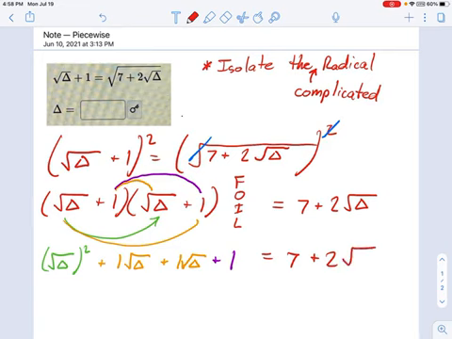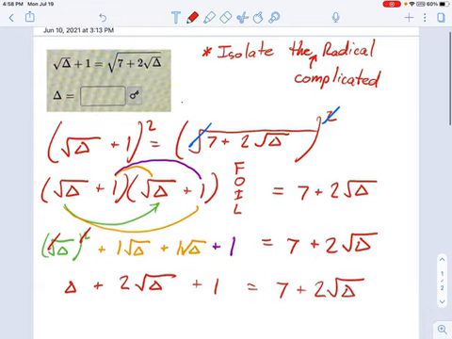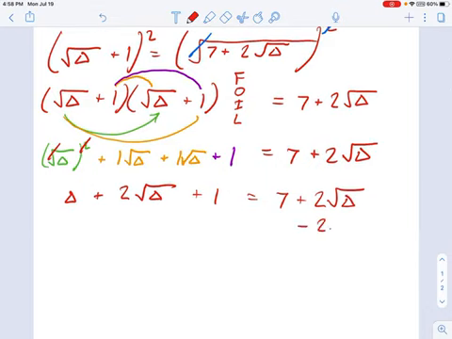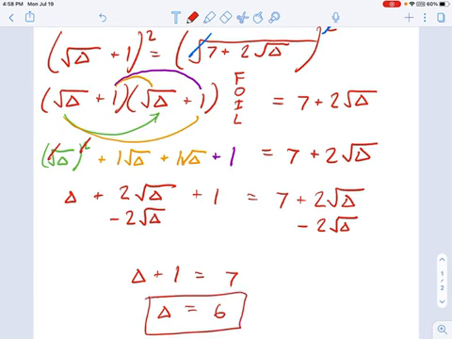We're not done yet, but I think the hard part is over. So simplify all this. Square root of something squared just makes delta. Plus 1 delta and another 1 delta, that's going to make 2 square root of delta. Plus 1 equals 7 plus 2 square root of delta. And look at this little treat we have here. We can do minus 2 delta from each side, and those square roots just disappear. So in the end, we're going to have delta plus 1 equals 7, and delta equals 6. So that's simplified pretty quickly.